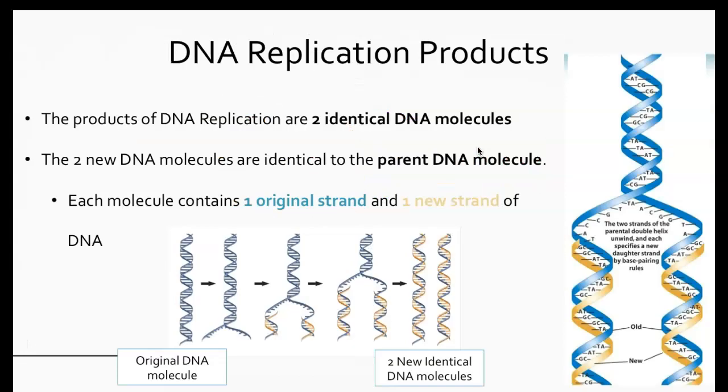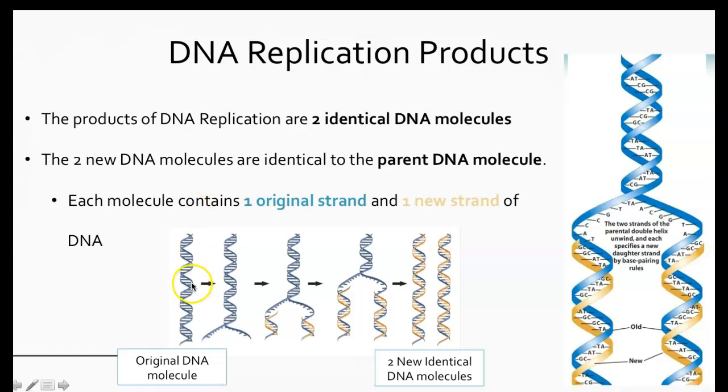Okay, so let's talk about DNA replication from an overview perspective. The products of DNA replication are 2 identical DNA molecules. The 2 new DNA molecules are identical to the parent DNA molecule. Each molecule contains 1 original strand and 1 new strand of DNA, and we call that a semi-conservative process.